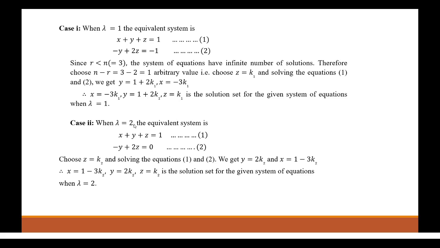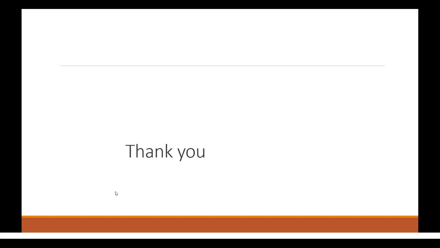When lambda is equal to 2, the equivalent system is obtained by substituting lambda is equal to 2 in the above equations. Choose one arbitrary value z is equal to k2 and substitute in equations 1 and 2, we get the values of x and y. Therefore, x is equal to 1 minus 3k2, y is equal to 2k2, z is equal to k2 is the solution set for the given system of equations when lambda is equal to 2.